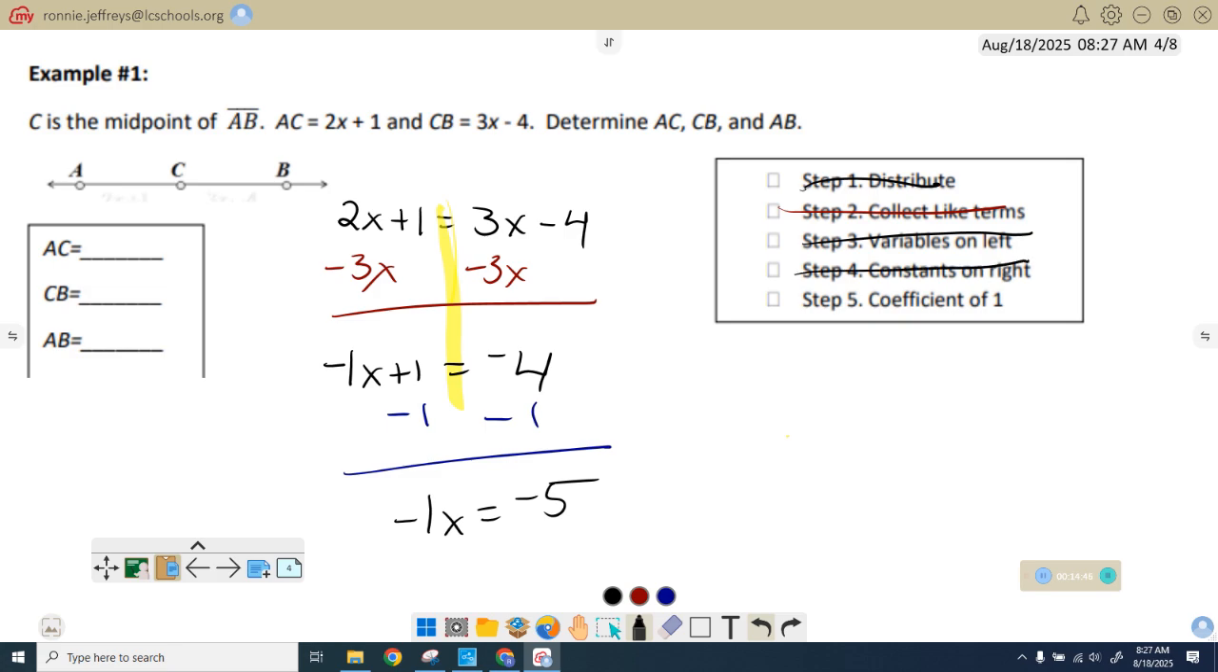Now, coefficient of 1. Do we have a coefficient of 1? I'm seeing some head shakes for no. We have a -1. They are not the same. You can do this two different ways. You can multiply both sides, or you can divide both sides. Some people divide because it's side by side. So, x equals 5.